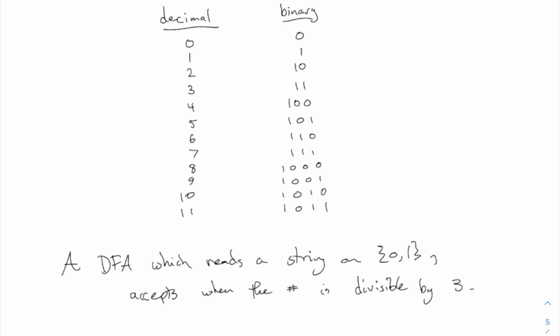The numbers divisible by 3 would be 0, 3, 6, 9, and the next one there would be divisible by 3 too. Those are the ones divisible by 3. So I want to make a DFA which reads a string one digit at a time, or one bit at a time.